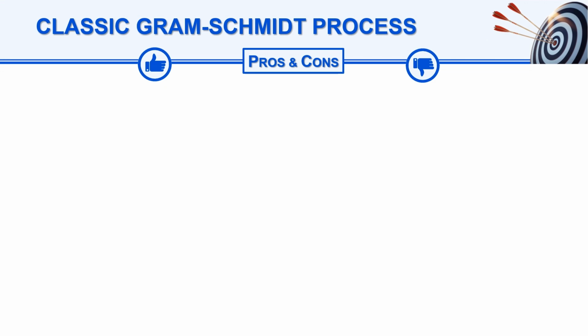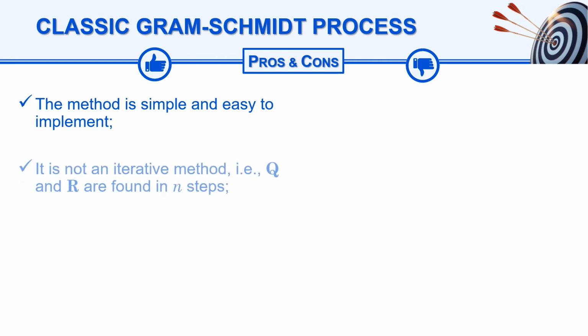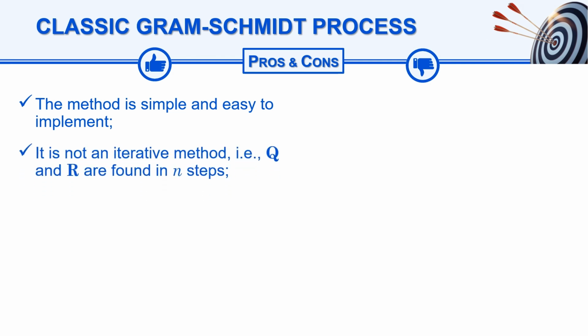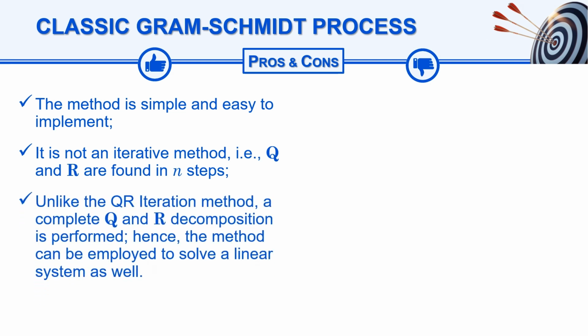The advantages of the Gram-Schmidt method are: the method is simple and easy to implement. It is not an iterative method, i.e., the Q and R matrices are found in n steps. Unlike the QR iteration method, a complete Q and R decomposition is performed. Hence, the method can be employed to solve a linear system as well.